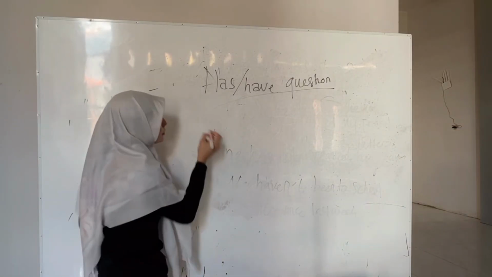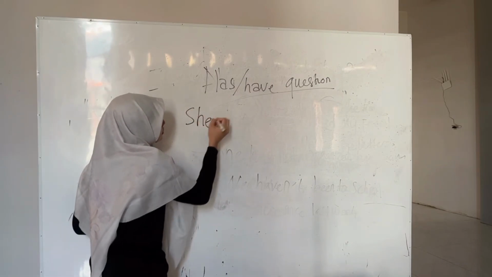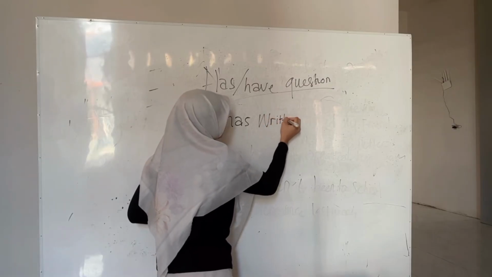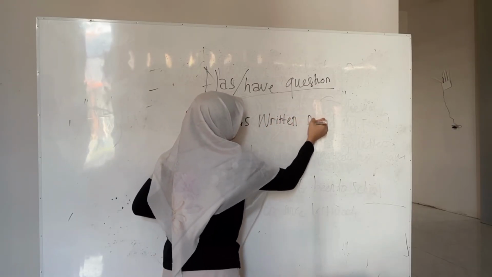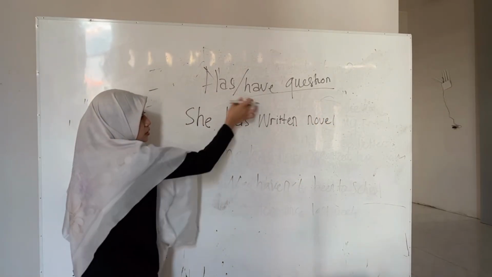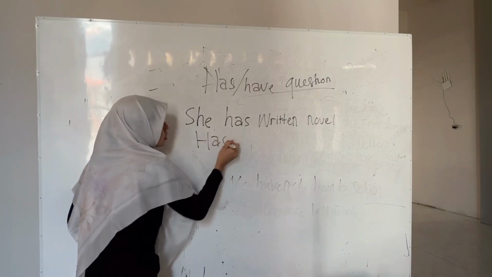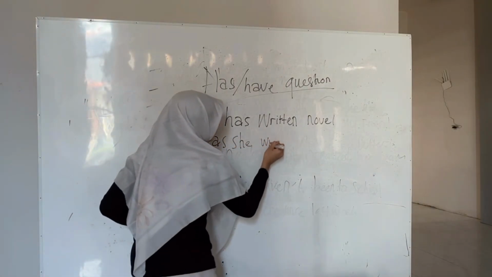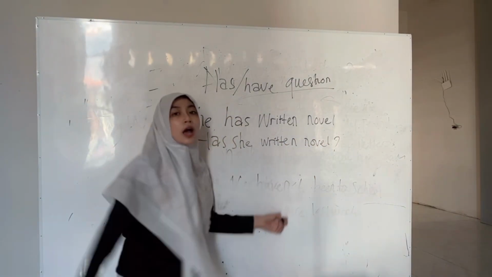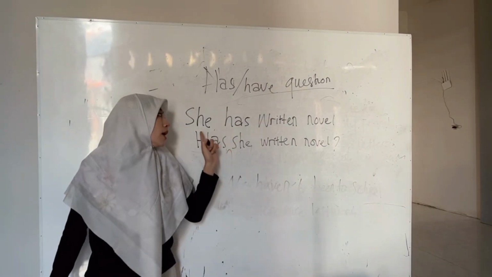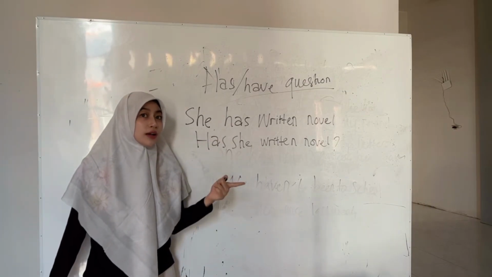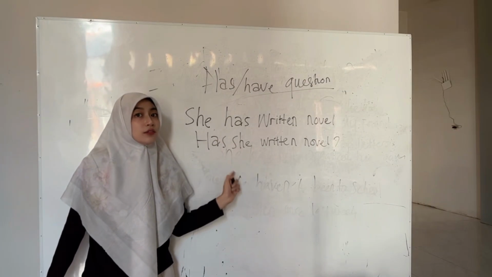Let's write the example. She has written a novel. We can change it into a question: has she written a novel? So actually, we can change the position. She has becomes has she. I have becomes have I. You have becomes have you.